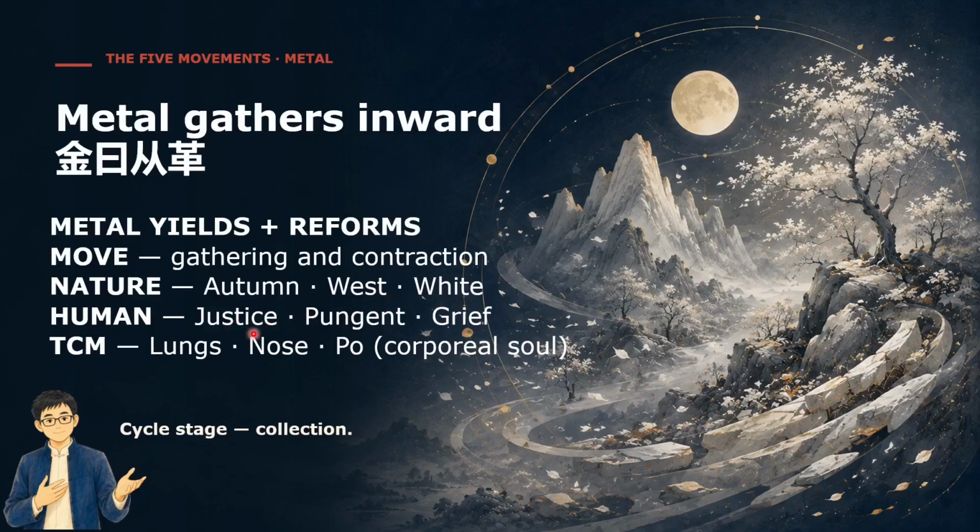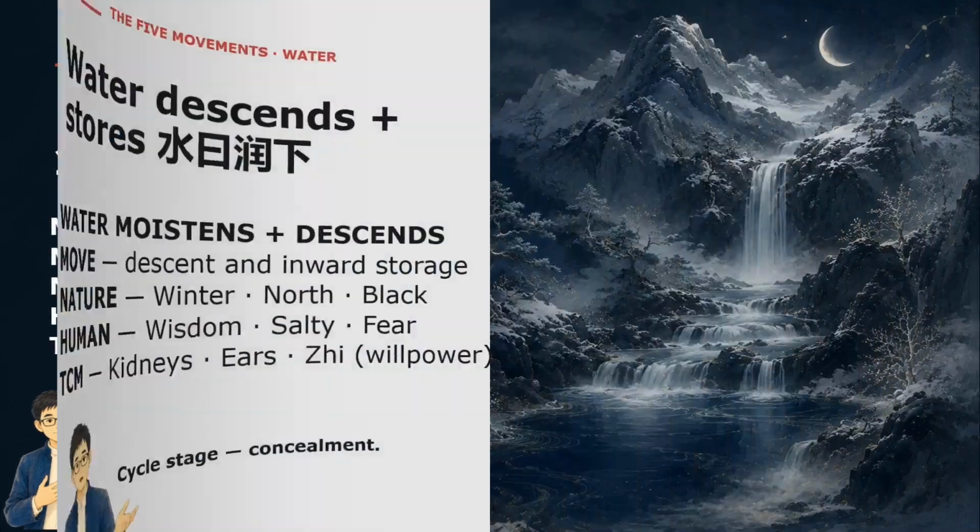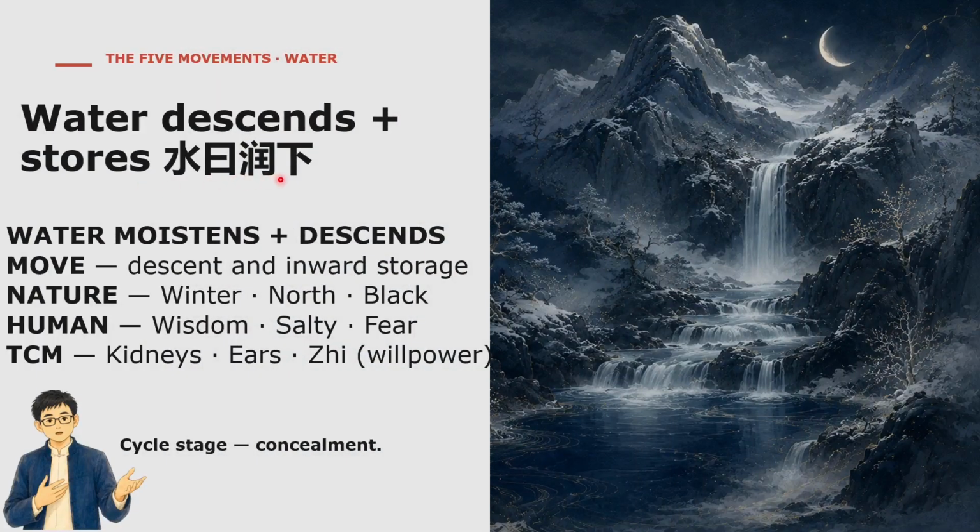In traditional Chinese medicine, metal corresponds to the lungs and large intestine and relates to the nose. Its flavor is pungent, its emotion is grief, and its spiritual aspect is the po, sometimes understood as the corporal soul or embodied awareness. Last, water moistens and descends.